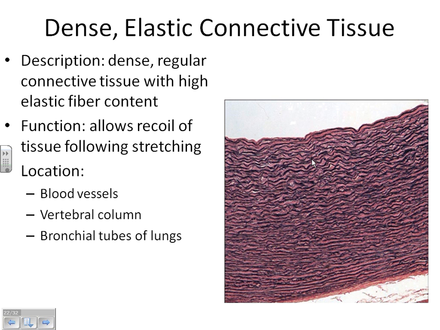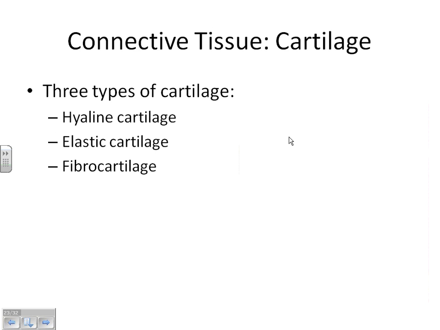So what do you think is going to be the function of this? It's going to be able to stretch like crazy. You can grab this tissue and pull it and stretch it really, really far in one direction, and it'll always recoil and pop right back where it's supposed to. We're going to see this tissue in blood vessels, our lungs, and also in part of our vertebrae. And as we go through the next parts of the course, you'll see exactly why you have it in all those places. Okay? All right.